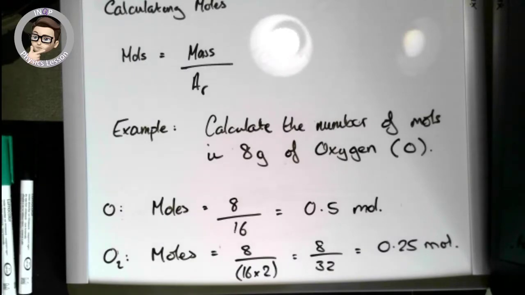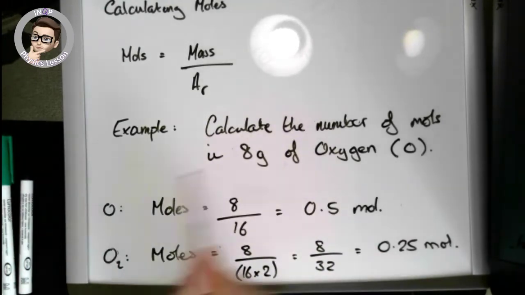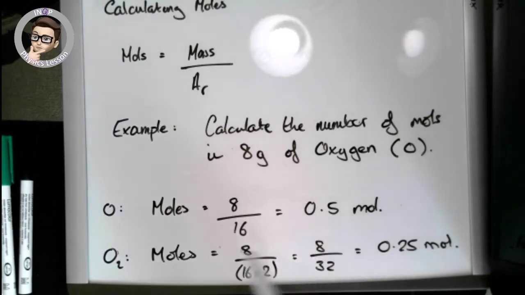Okay, right, so we have to remember that because the relative atomic mass of oxygen is greater than the relative atomic mass of hydrogen, which is what we did in the previous question, then more grams of oxygen is actually going to give us less moles, because remember, it's all related to the mass of the atom itself.